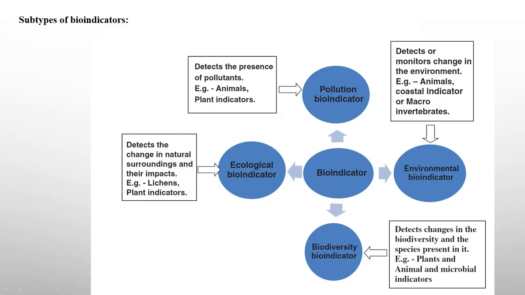Now, depending upon the type of functions, bioindicators can be subdivided into the following 4 categories. First one is a pollution bioindicator that detects the presence of any pollutants in the environment. Then the environmental bioindicator that detects and/or monitors the change in the environment caused by any stressor or pollution. Ecological bioindicator that detects the change in natural surroundings and their impacts. And finally, the biodiversity indicators that detect the change in biodiversity and the species presence in it due to any natural stress or pollution.